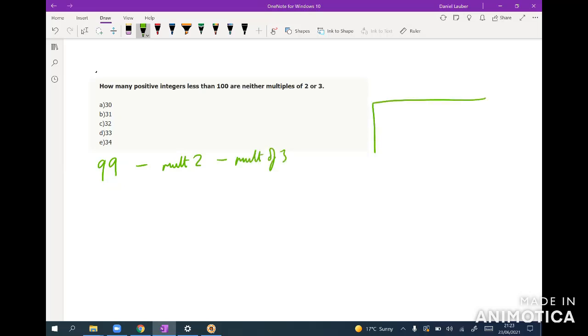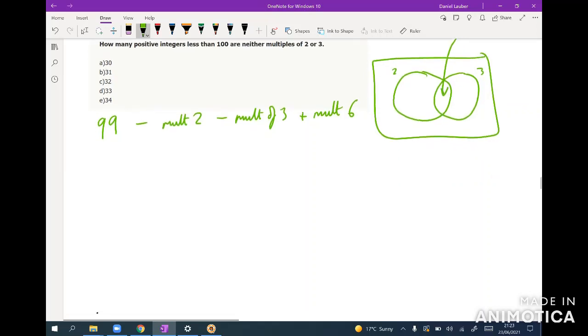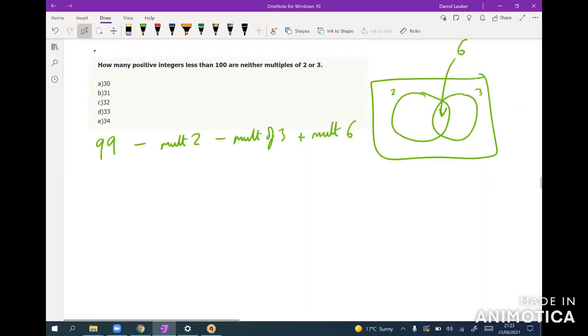But then sort of thinking about it, well, if we subtract off the multiples of 2, then we'll subtract off the multiples of 6. And if we subtract off the multiples of 3, we'll subtract off them too. But then we've subtracted all the multiples of 6 twice. So we have to add back on the multiples of 6. And this is called the inclusion-exclusion principle, and we'll cover it more in overlapping sets. But now we want to be very careful with the numbers because they've been very nasty and giving us off by 1 errors.